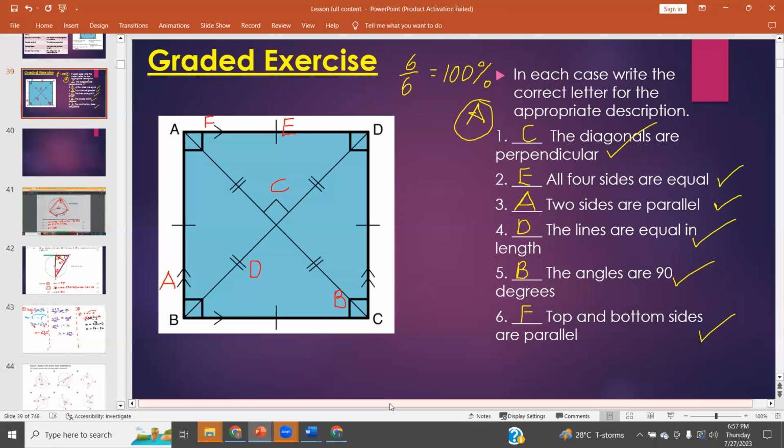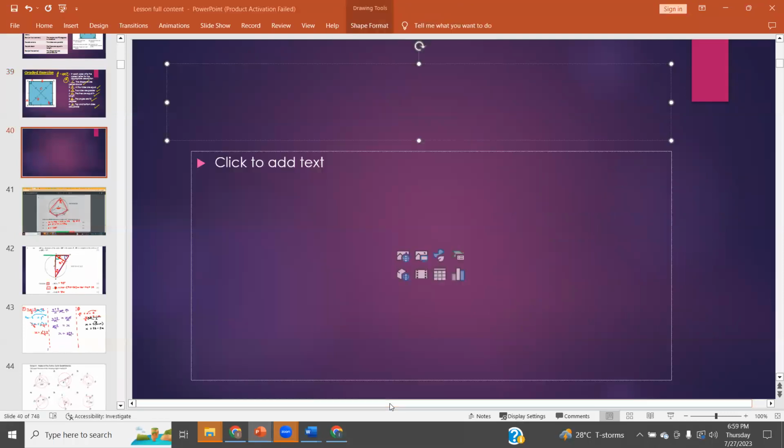So, okay, so we're looking at the properties of a triangle, of a rectangle. So let's look at that. That's the second one. There's a second type of quadrilateral, which is a rectangle.